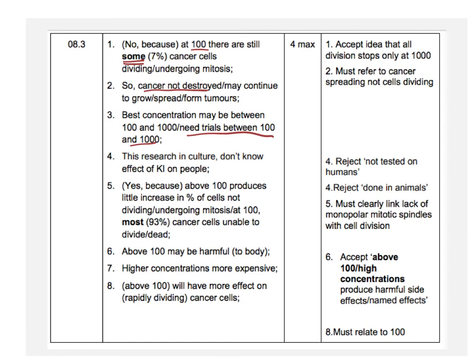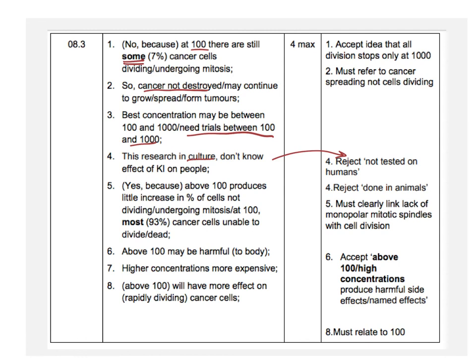You could have also said that this research was done in a culture or a plate of cells, so we don't know how this kinesin inhibitor affects people. Okay, don't say though that it's not tested on humans. You needed to say that it's done in a culture, so it's done in the lab first, and we don't know how it's going to affect individuals.